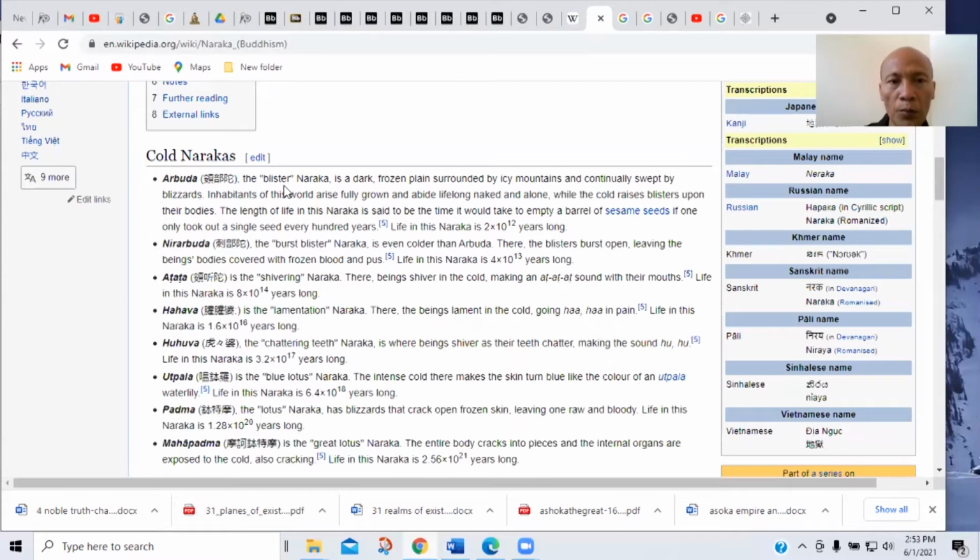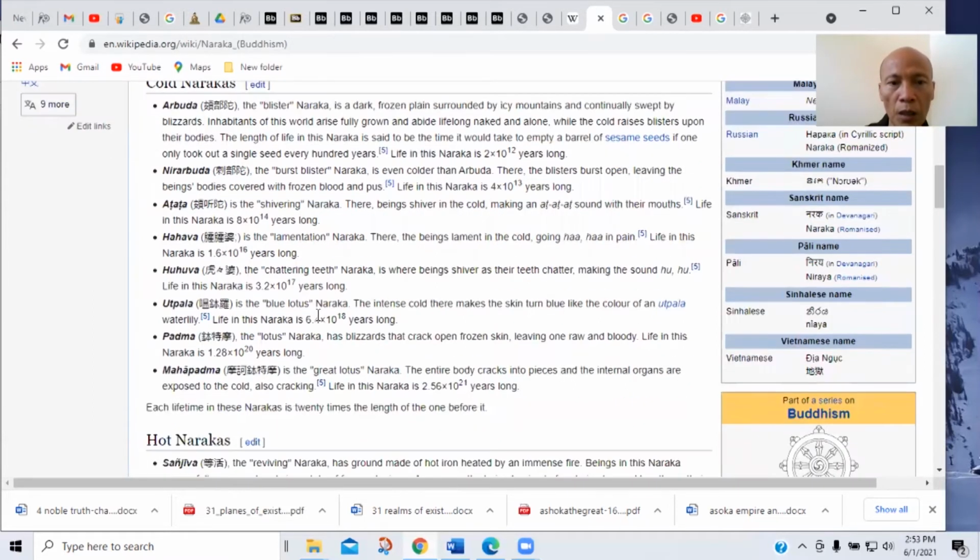So the first one is the Arbuda, that means the blister hell. The second one is the burst blister. The third is the shivering. The next one is the lamentation. And the next one is chattering teeth. It's too cold for them. They shiver and their teeth chatter.